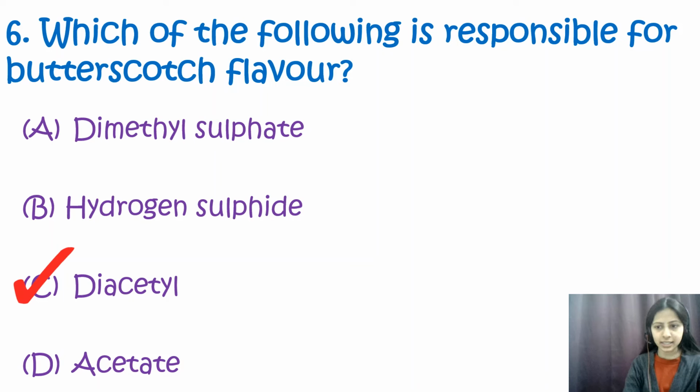Whereas dimethyl sulfate is a chemical compound which is used as a methylating agent. So it is not used as a flavoring agent, and it is even a toxic chemical. Whereas hydrogen sulfide is a chemical compound which has a characteristic rotten egg smell. Okay, so it is not used in the butterscotch flavor. Whereas acetate is a group of compounds that can contribute to other flavors of food, but they are not specifically associated with the flavor of butterscotch. So over here the correct option will be option number C, that is diacetyl.